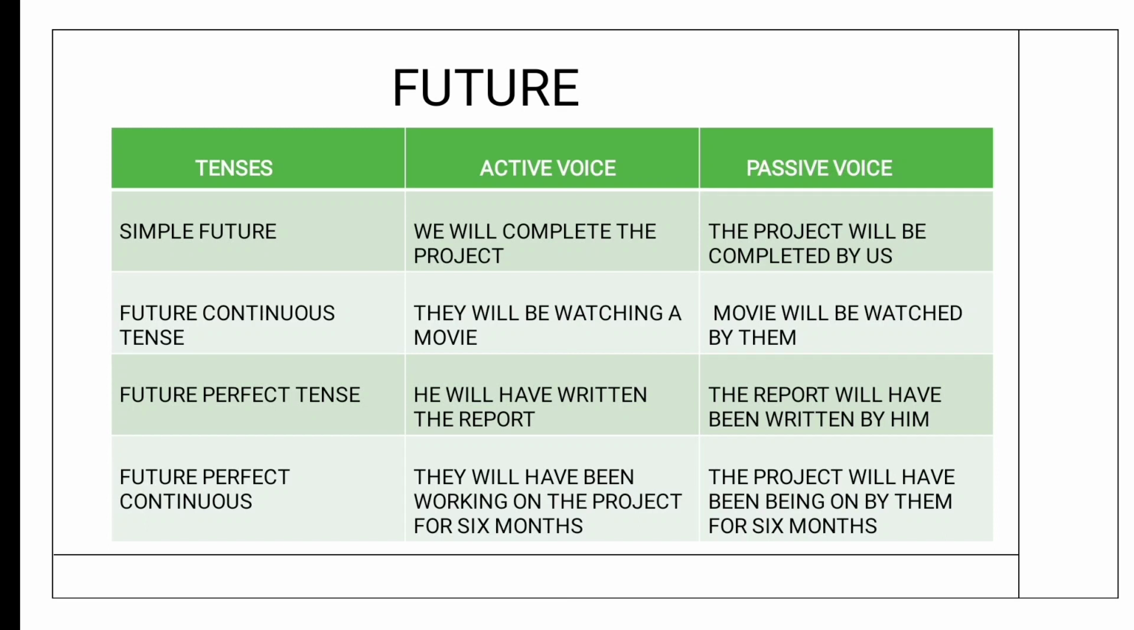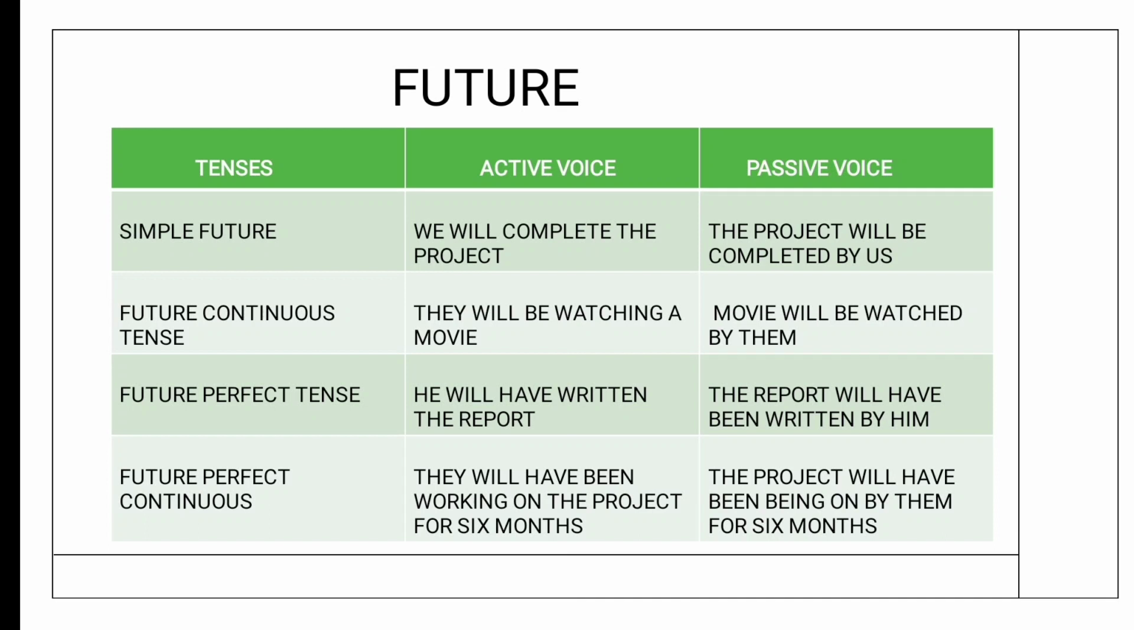I hope it is clear how to convert active voice to passive voice. Right? Simply, what we have to remember is that in active voice, we mainly focus on the subject who is performing the action. In passive voice, we mainly focus on the object who is receiving the action. The difference between active voice and passive voice mainly depends on where the subject and object are placed. If the subject is in the first place, that is active voice. If the subject is coming at the end of the sentence, that is passive voice.